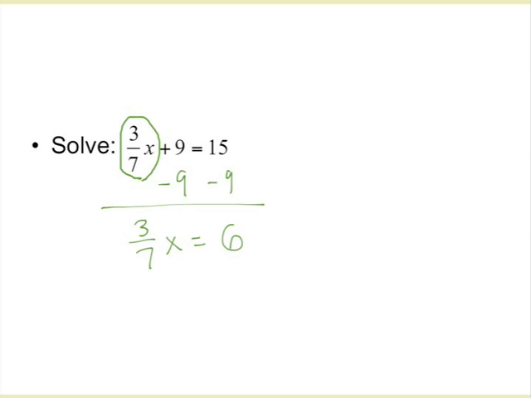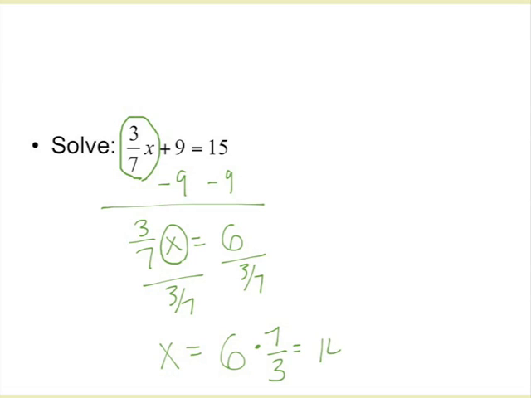And then my next step is get the letter itself alone. To get that x alone, I need to undo the 3/7. 3/7 is being multiplied, so I could divide both sides by 3/7. How do I divide by a fraction? Multiply by the reciprocal. So I'm going to flip that over, make it a 7/3. Multiply by that. And that gives me 14. 6 times 7 is 42. Divided by 3 is 14.